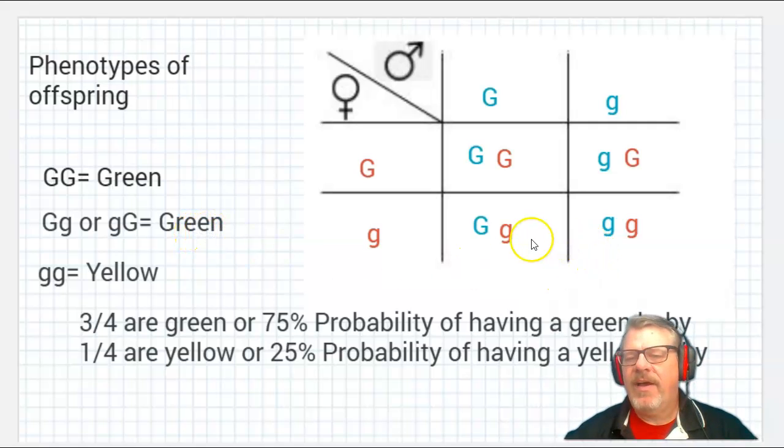And then last, we have two lowercase g's. There's no green information. The only information available for this baby is yellow. So the phenotype for this baby is yellow. And how we read this is we count. There are 3 green, right? 1, 2, 3 green. So out of 4 possibilities, there's a 75% chance of having a green baby. Only 1 out of 4 is yellow. So you have a 25% probability of having a yellow baby.